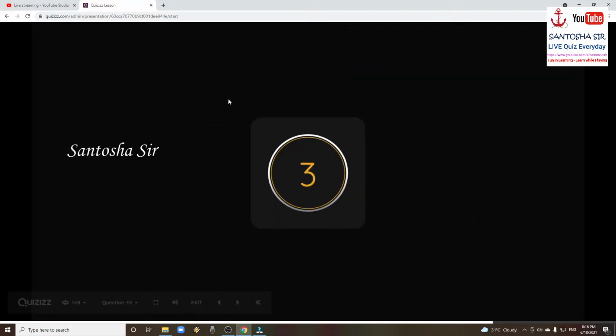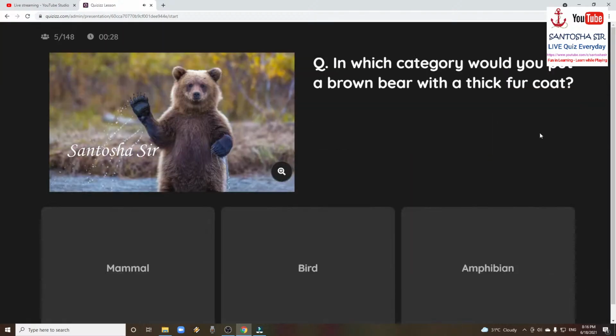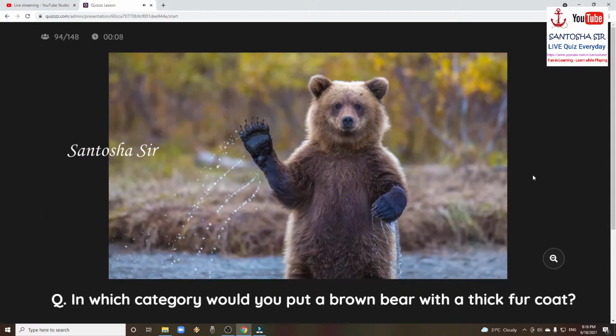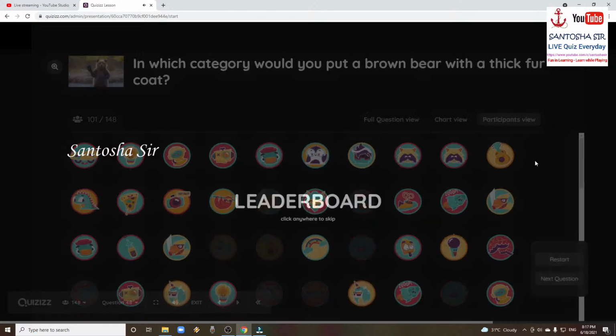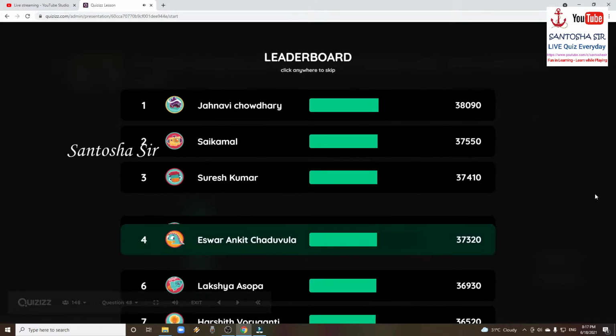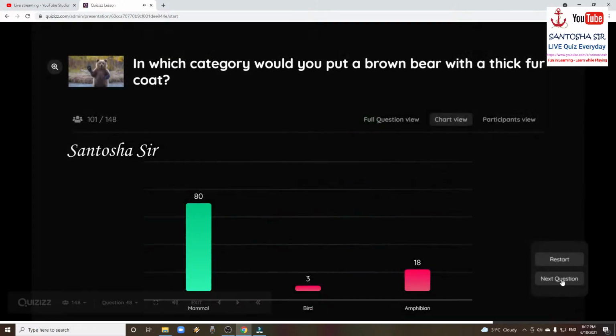Moving on to the next one, question number 48. Here comes. In which category would you put a brown bear with a thick fur coat? Time is up, and 101 members answered it out of 148 participants, and the leaderboard scores. Let's see if there is any change. Fourth position replaced. 80 members answered it correctly.